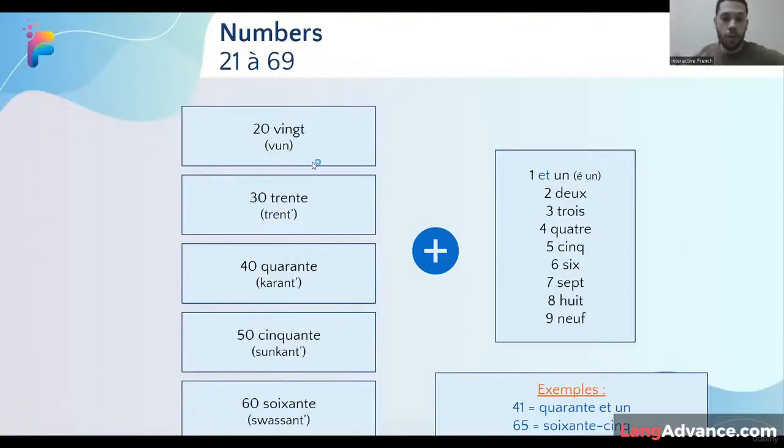Now, if I want to say 22, that's going to be 22. And then it goes 23, 24, 25, 26, 27, 28, 29, right? So we basically just take the number on the left, and then we add the number to the right.